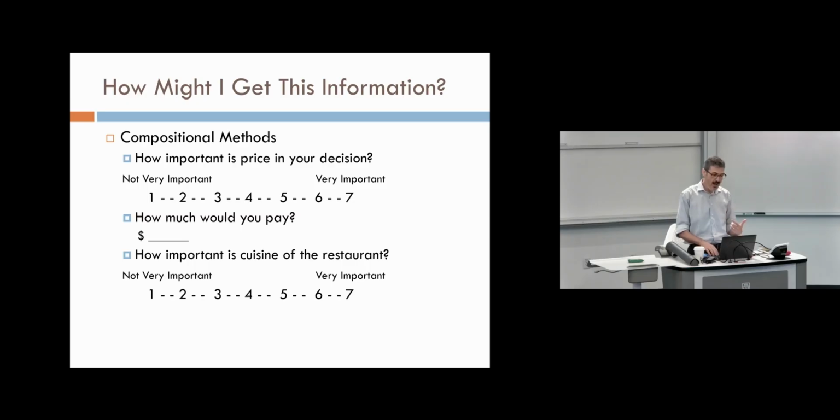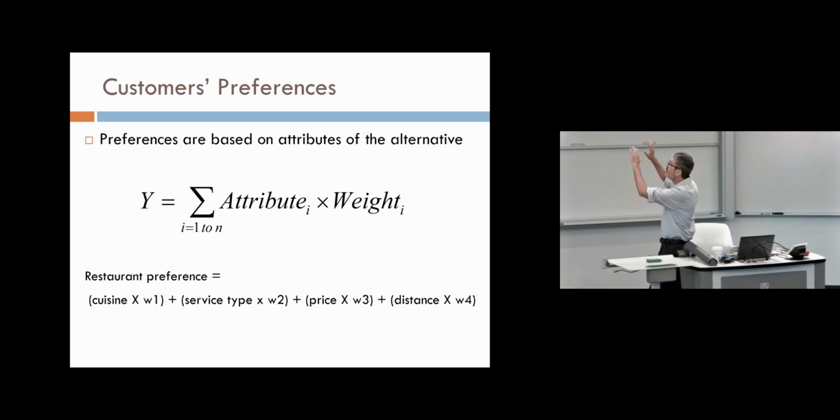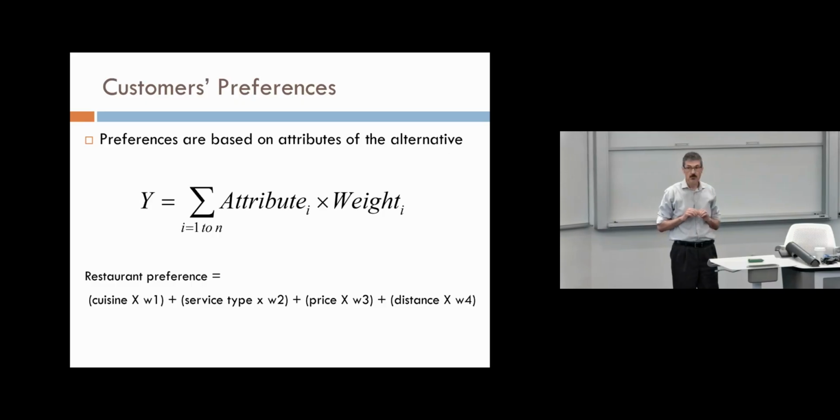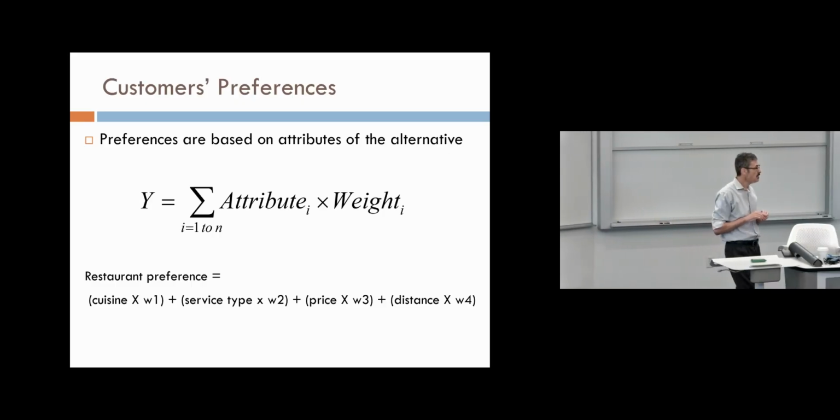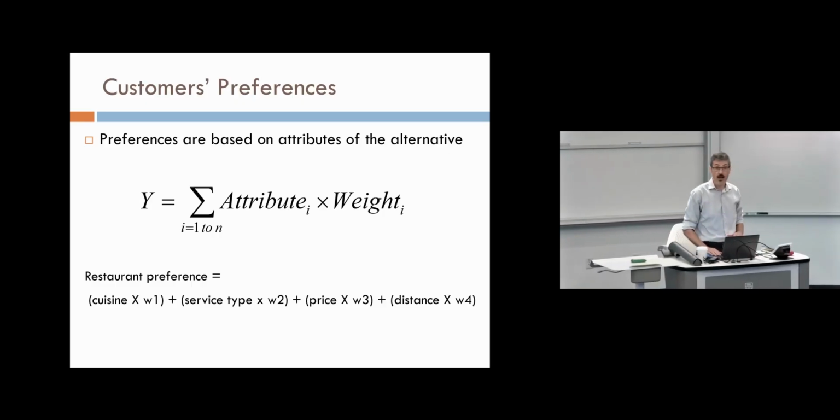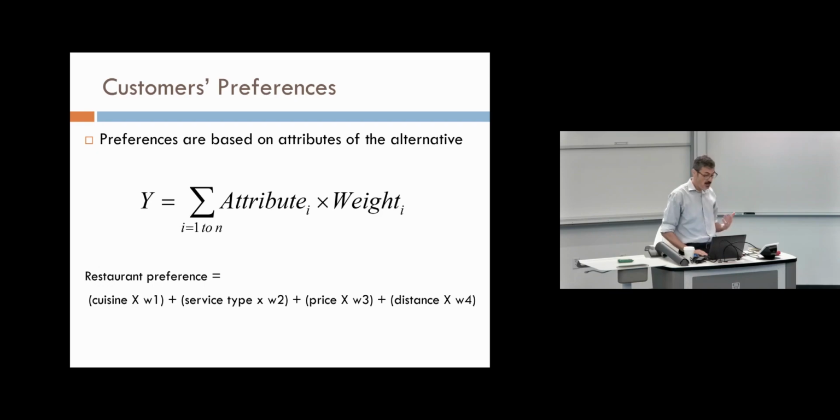So how do I get the information about the weights that Sebastian places? Surveys, interviews. All right, so I can do focus groups, I can do surveys, I can do interviews.